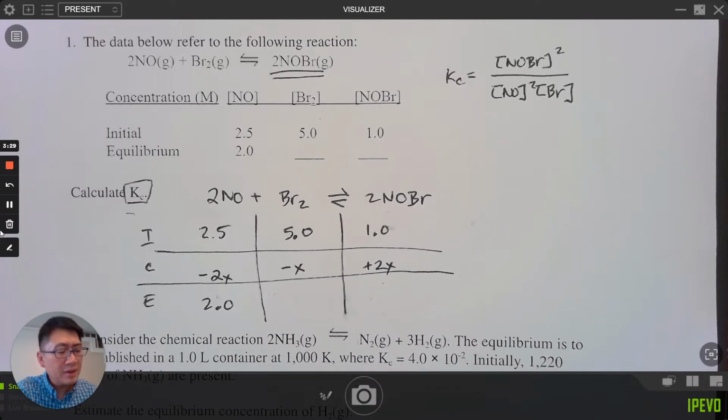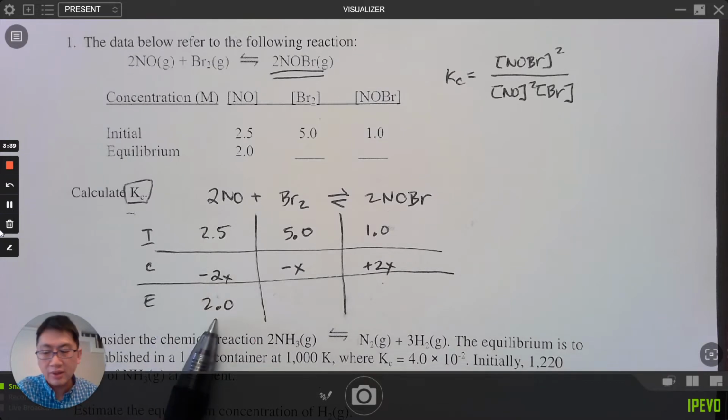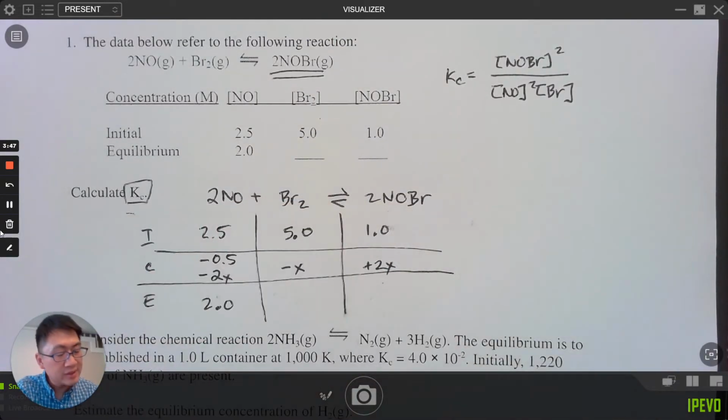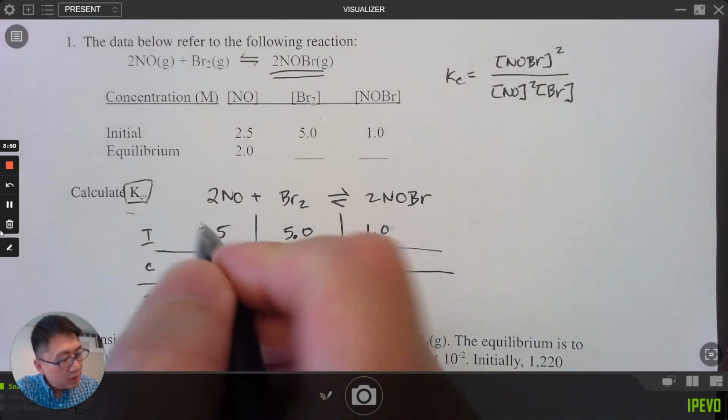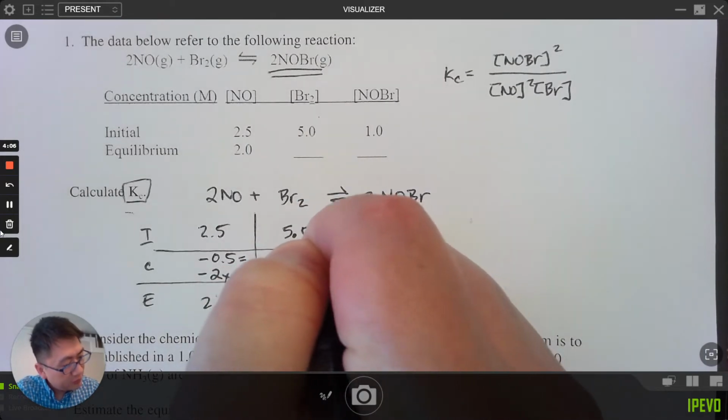Well, I kind of already know the change of this one because the initial amount plus the change is equal to equilibrium, meaning 2.5 plus whatever the change is equals 2.0. So I know this change is negative 0.5. It goes down by 0.5. In other words, negative 0.5 is equal to negative 2x. And if negative 2x is equal to negative 0.5, x must be 0.25.